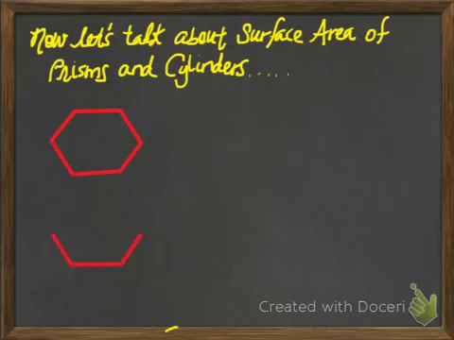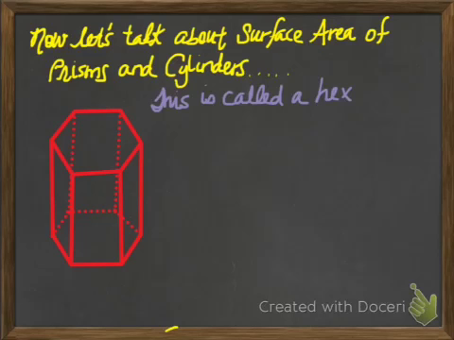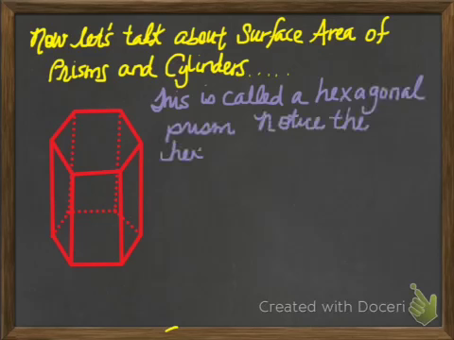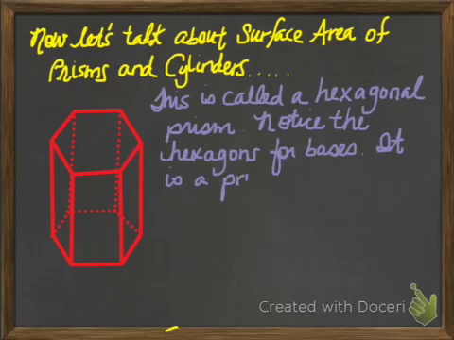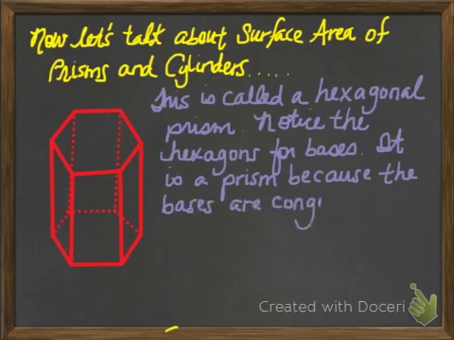Alright, what I'm drawing for you now is what's called a hexagonal prism. Notice the reason we call it a hexagonal prism is because it's got hexagons for bases. It is a prism because the bases are congruent and they're parallel to each other.